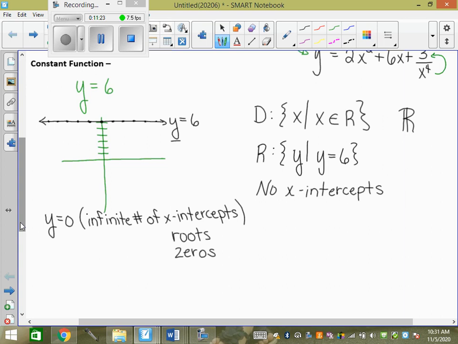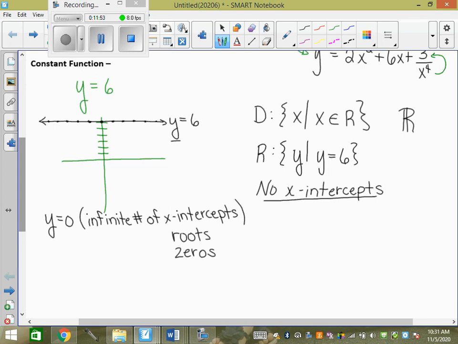So they could ask you for the number of roots. They could ask you for the number of zeros instead of asking you for the number of x-intercepts, and it's the same thing, and you need to know that. You can't call anyone over and ask, excuse me, what does roots mean? Excuse me, what does zeros mean? You need to know that that means x-intercepts. They're interchangeable. Okay? So only for y equals 0 are there infinite number of x-intercepts. Every other one, there's no x-intercepts because it can be completely above or completely below the x-axis, right?